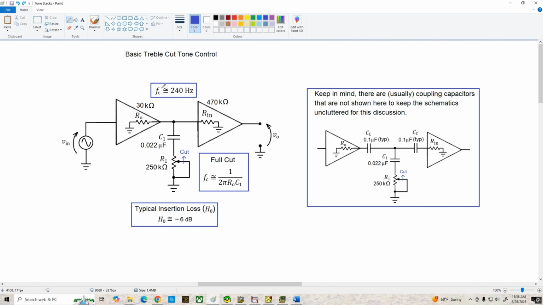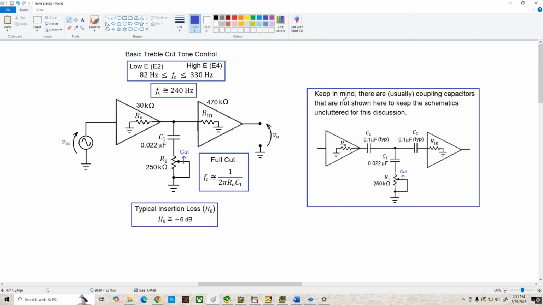Now, there's no rule that says what this frequency has to be. That's one of the nice things about designing guitar amplifier circuits. You can do whatever you want. But typically, you're going to get a useful circuit if you set this frequency somewhere between the low E string frequency of about 82 Hertz and the high E string frequency of around 330 Hertz. All of the tone controls we're going to talk about have some loss associated with them, and in the case of this circuit, it's typically around 6 dB.